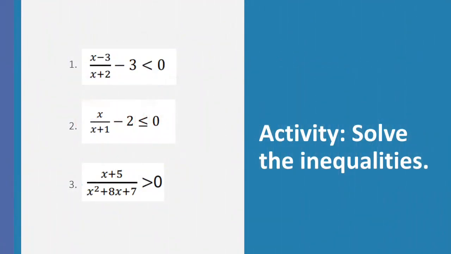For your activity, solve the inequalities. For number 1, we have x minus 3 all over x plus 2, minus 3 is less than 0. For number 2, x over x plus 1 minus 2 is less than or equal to 0. Next, number 3, x plus 5 all over x squared plus 8x plus 7 is greater than 0.